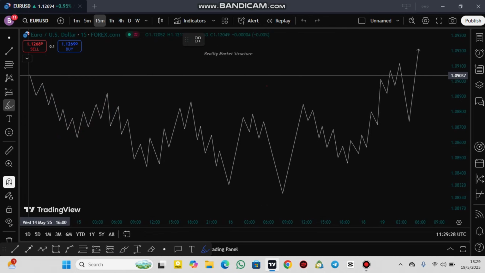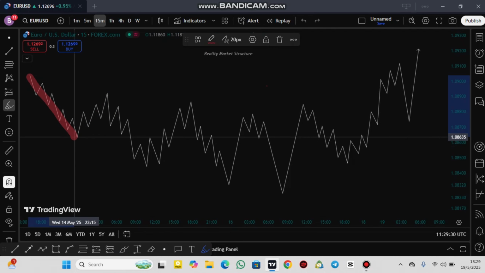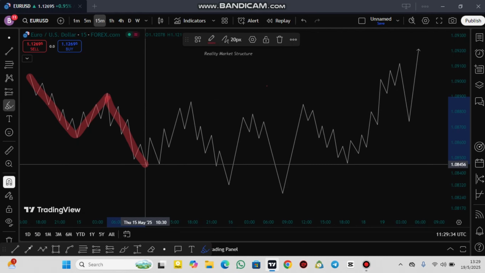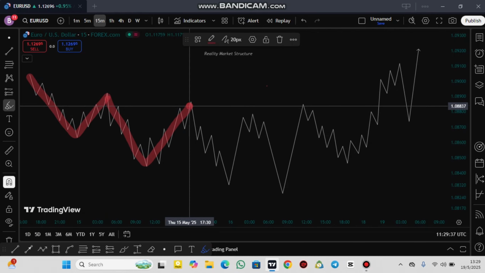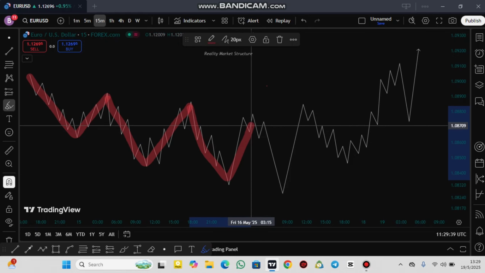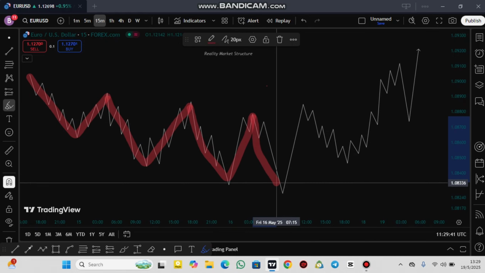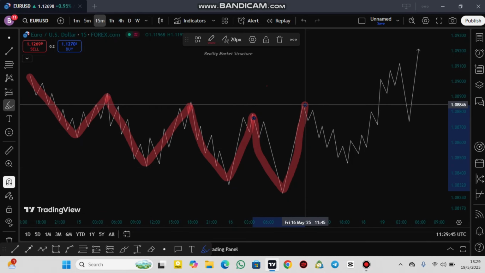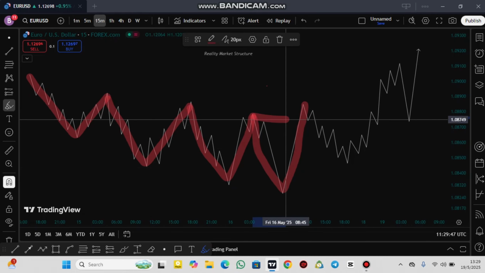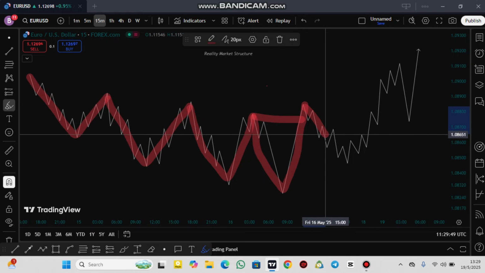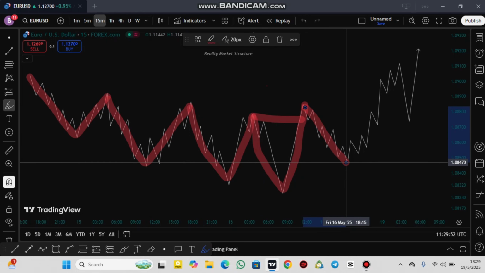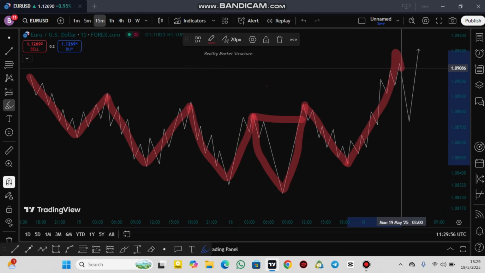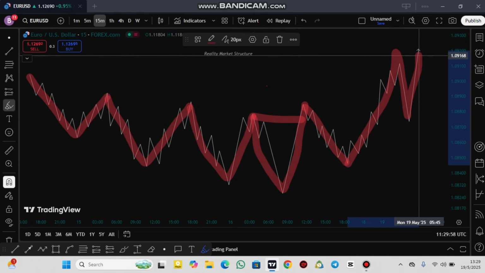We've got a higher high right here, and then we've got a lower low. Then we've got a lower high, then a lower low, then a lower high, then a lower low, then a lower high, then our lower low, and then we have our higher high. Change of character here, right? And then we have our higher low because this low is higher than this low. And then we have our higher high, higher low, and then higher high.